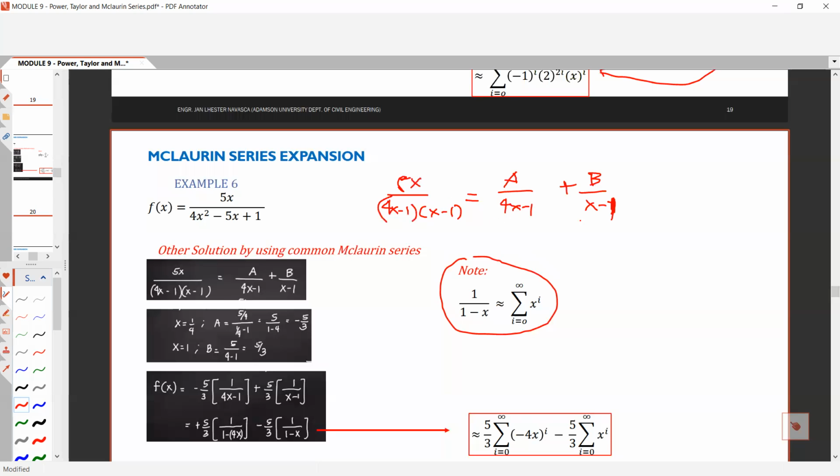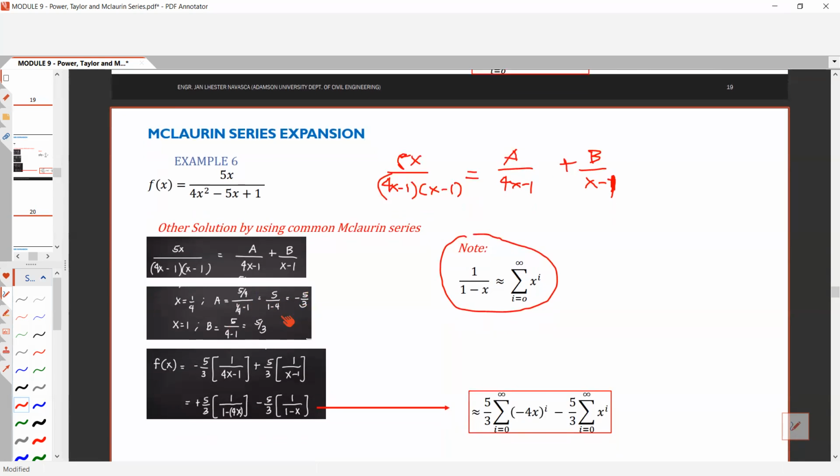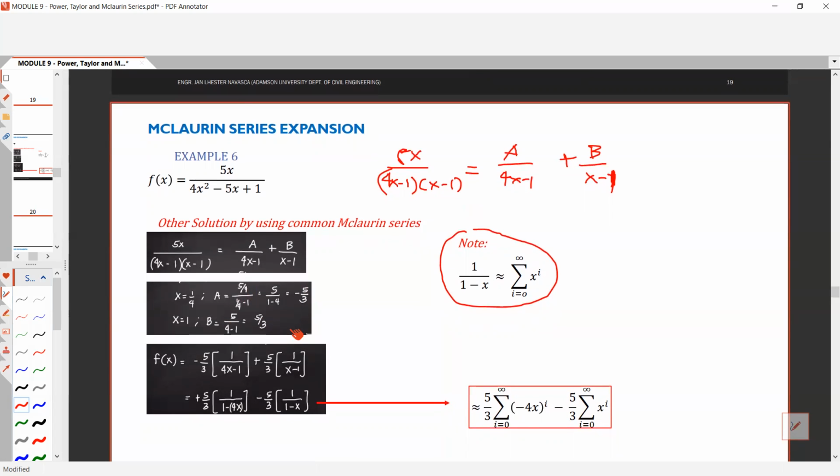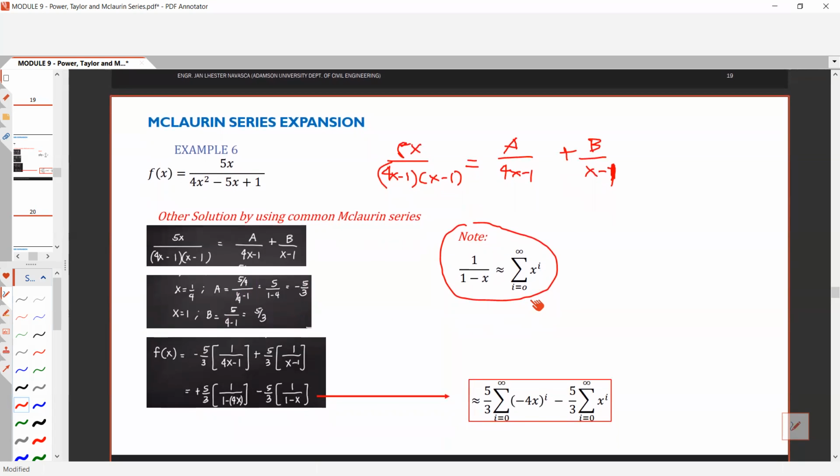that is x is equals to 1/4 to solve for A, and x is equals to 1 to solve for B. Okay? So just simply ganito. 5/4 over 1/4 minus 1 is negative 5/3 yung A, and yung B natin is 5/3. So therefore, yung original series natin na f of x will be this one. Negative 5/3, 1 over 4x minus 1 plus 5/3, 1 over x minus 1.